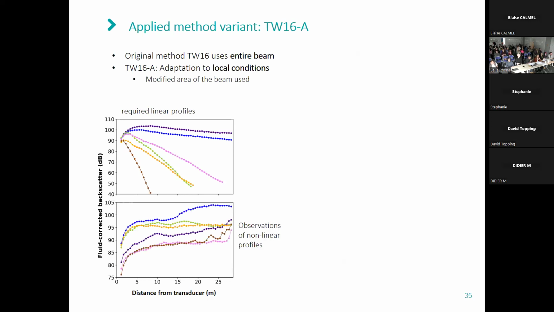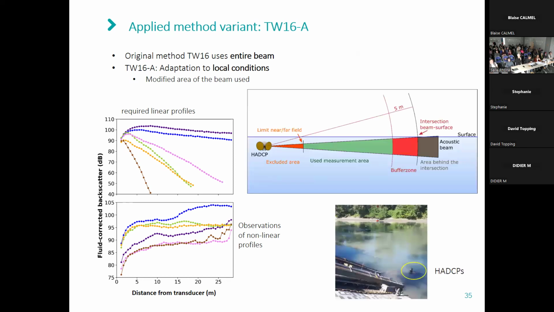I applied this modification because I had observations of nonlinear profile forms. For example, here in the part close to the instruments, where I had increasing intensities, as well as in the distant part, where there are also increasing intensities. So first, to exclude these areas close to the transducer, I now used, compared to the manuscript, the Downing critical distance instead of the 3 cells only, to exclude this part close to the transducers.